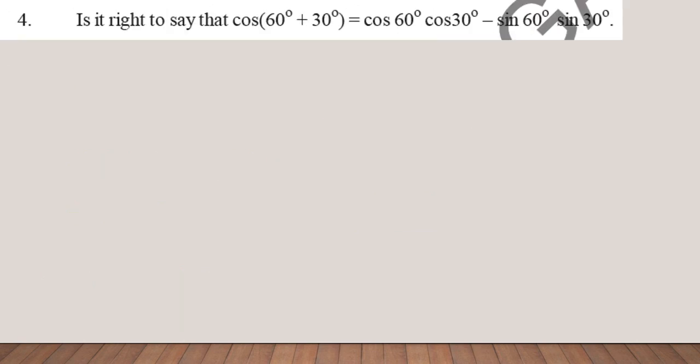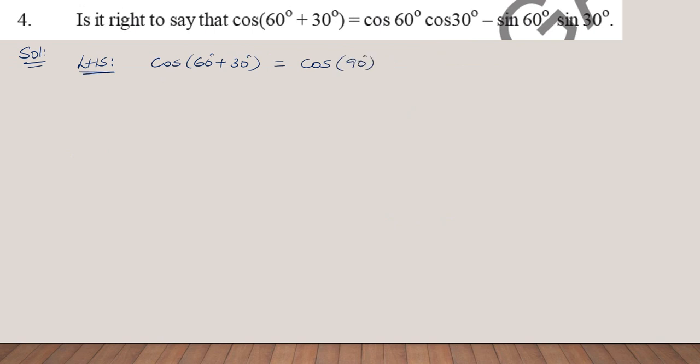Next, moving on to question number 4. Is it right to say that cos of 60 plus 30 is equal to cos 60 cos 30 minus sin 60 degrees sin 30 degrees? Now let us see whether it is true or not. So let us take the LHS. So what is LHS here? Cos of 60 degrees plus 30 degrees. So clearly from this what I can say?